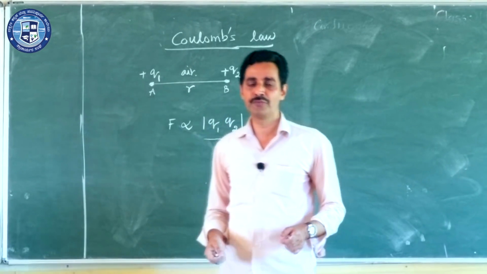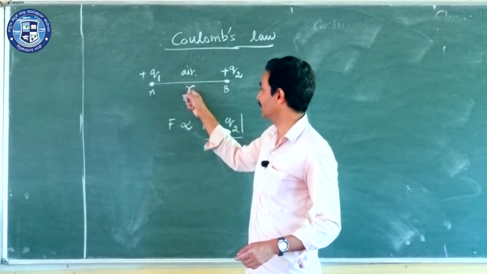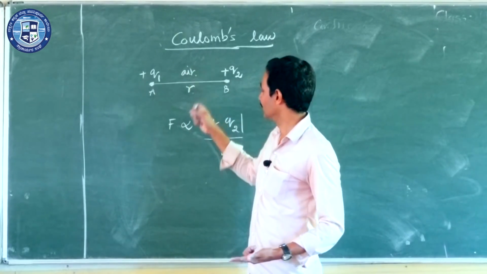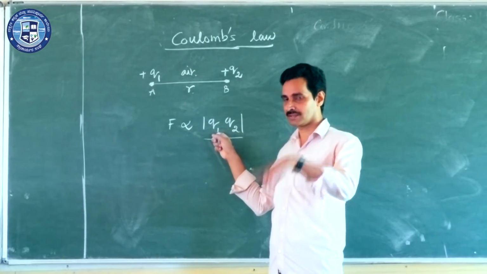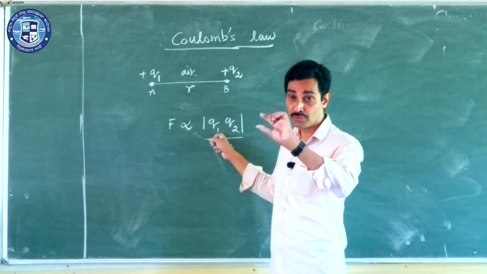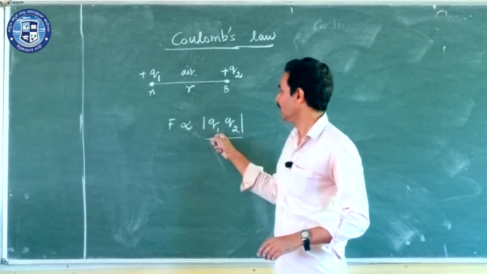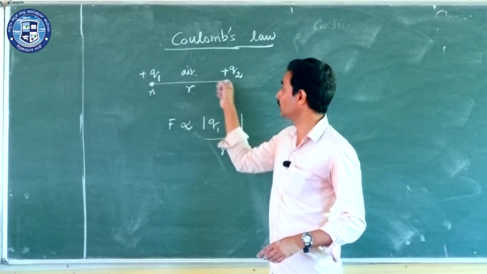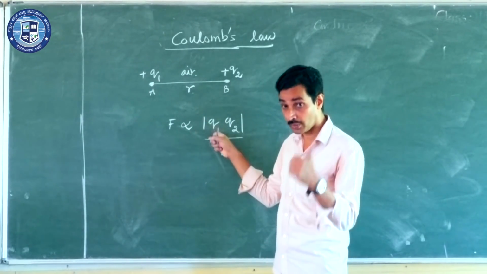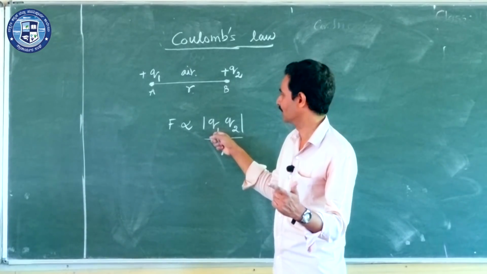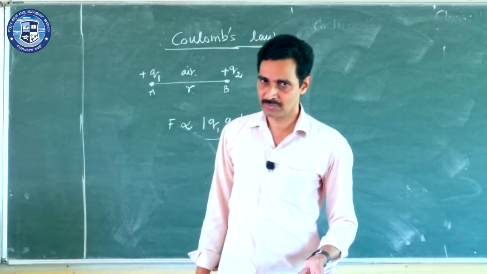So the electrostatic force between 2 point charges separated by a distance r kept in air is directly proportional to the product of magnitude of charges. Each word is important. If you don't write any one word which is a key word in the definition, you will lose the mark, right? So it is inversely proportional to the square of the distance between the charges.